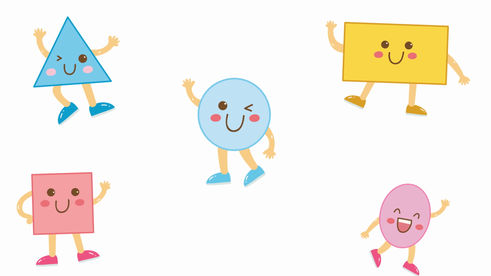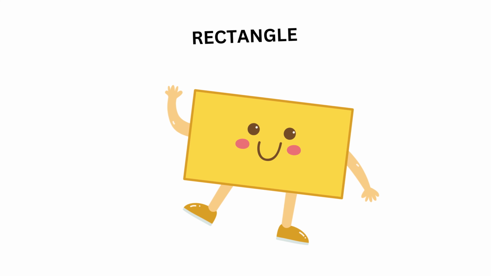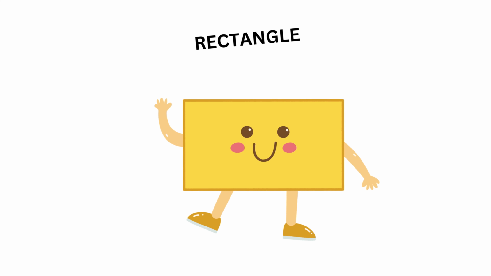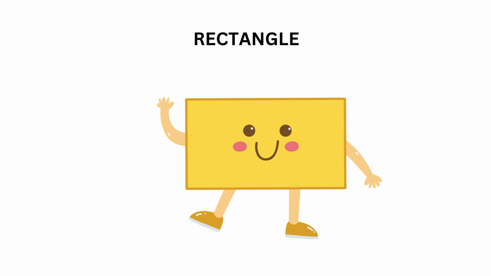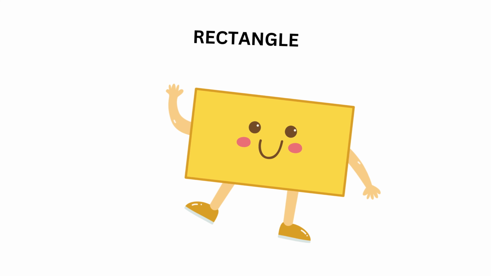Triangle, rectangle, circle, oval, square. I'm a rectangle, you see, like a very long square. I'm a rectangle, you see. I'm straight and I'm long like a brick.